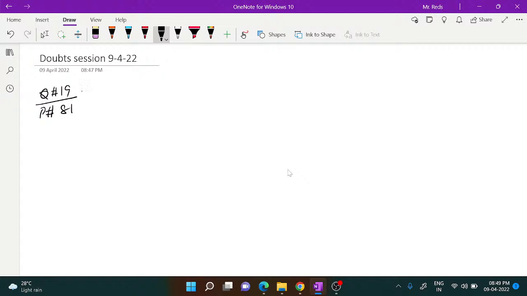A tungsten wire 0.5 mm in diameter is just stretched between two fixed points at a temperature of 40 degrees Celsius. Determine the tension in the wire when the temperature falls to 20 degrees Celsius. It is given that the coefficient of linear expansion of tungsten is 4.5 into 10 power minus 6 per degree Celsius, and Young's modulus of tungsten is 3.45 into 10 power 10 Newton per meter square.